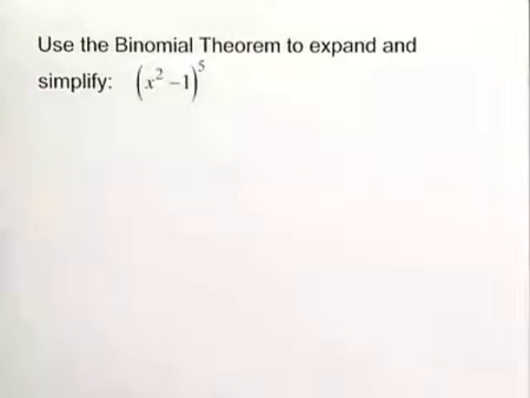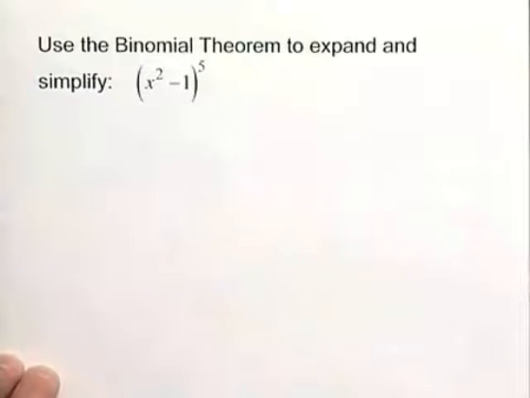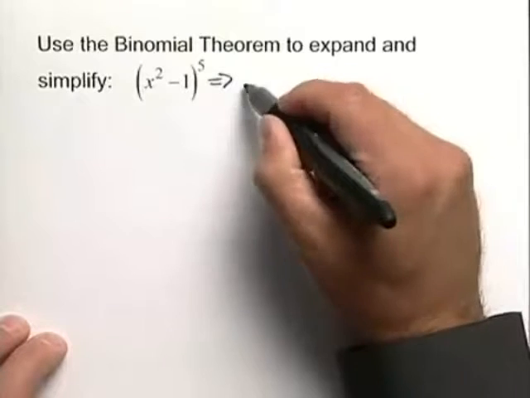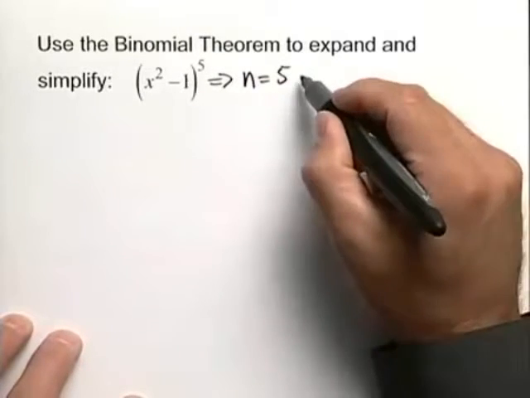Let's look at an example of the binomial theorem. We want to expand (x squared minus 1) to the fifth power. If you're really bored, you could write this out and FOIL it 5 times, but that's not exactly a great use of time. So instead, let's use the binomial theorem here, where we know n is equal to 5, coming from our exponent there.